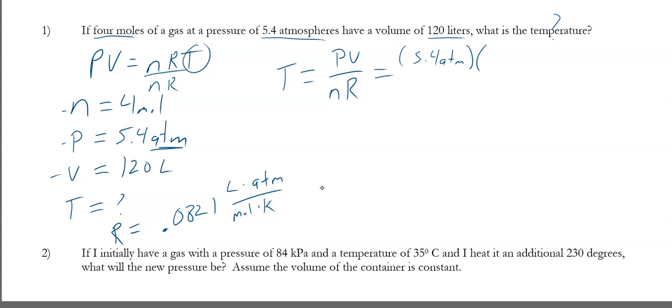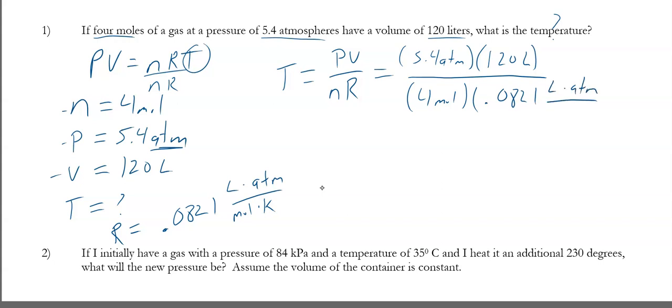Okay, my volume is 120 liters. And I'm going to divide that by my moles, which is 4 moles, times my R value, which is 0.0821 liters atmospheres over mole Kelvin.